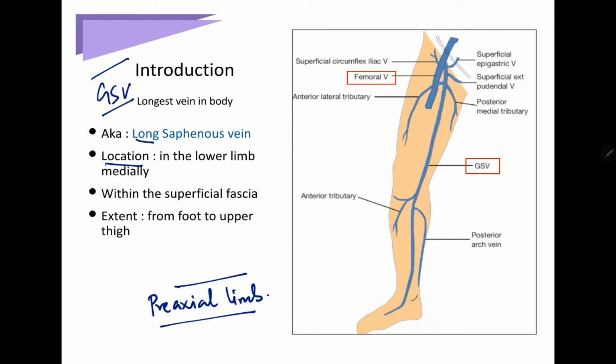Where is it located? This vein is located in the lower limb on its medial aspect, and it is within the superficial fascia. What is its extent? It extends from the foot, ascends along the leg and the thigh, up to the uppermost part of the thigh to finally terminate. Here we are not showing the complete course of the femoral vein, but just a short segment of it. And here you can see the Great Saphenous Vein finally draining into the femoral vein.